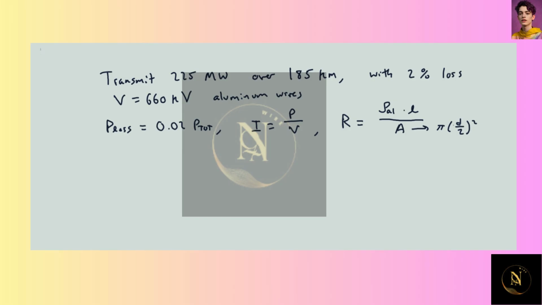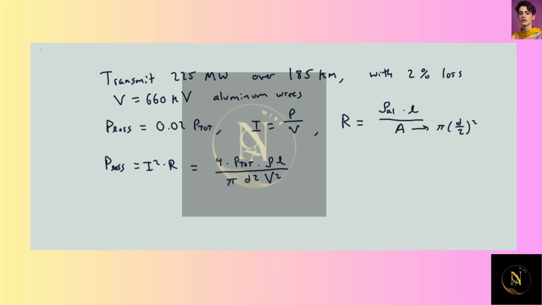So now, using the fact that the power lost is given by the current squared times the resistance of the wire, plugging in for I and R, we find that this is equal to 4 times the total power times the resistivity and the length of the wire over pi d squared V squared, voltage squared.